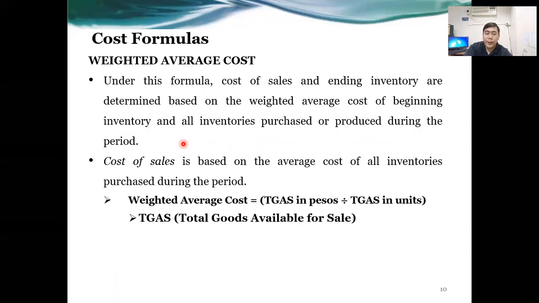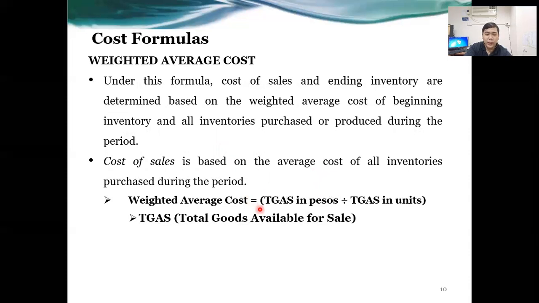In first in, first out, if you bought inventory yesterday at 1 peso, then you bought the same inventory today at 2 pesos, yesterday's is sold first. So what remains is what we bought later, priced at 2 pesos, which becomes the cost of our inventory. While in weighted average, yesterday's and today's inventory are averaged in order to get our cost for the ending inventory. Okay?